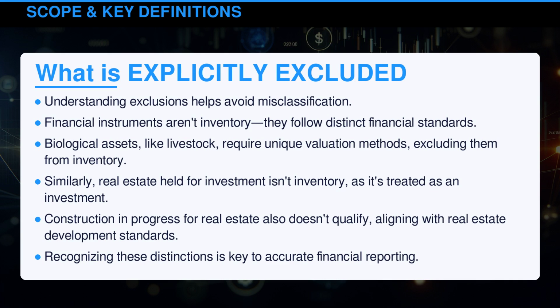Understanding exclusions helps avoid misclassification. Financial instruments aren't inventory, they follow distinct financial standards. Biological assets like livestock require unique valuation methods, excluding them from inventory. Similarly, real estate held for investment isn't inventory, as it's treated as an investment. Construction in progress for real estate also doesn't qualify, aligning with real estate development standards. Recognizing these distinctions is key to accurate financial reporting.